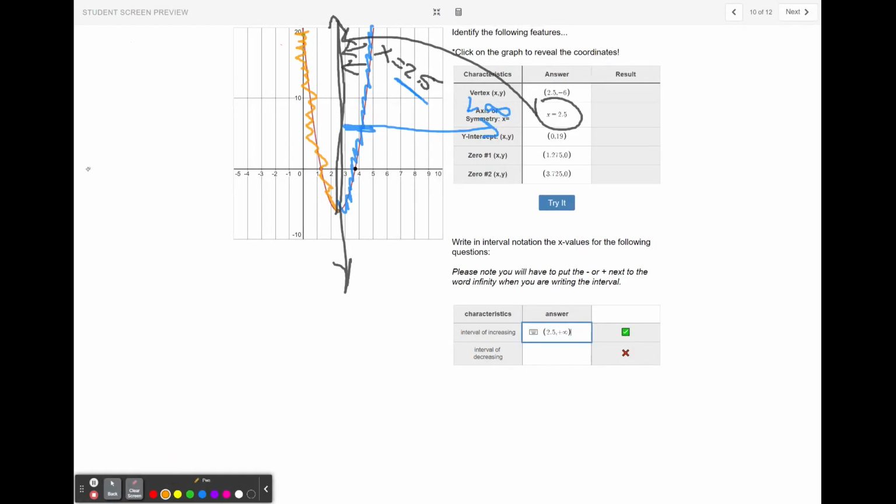Now for the orange, it's starting all the way to the left and hitting the wall. All the way to the left is negative infinity. And then we've already determined a couple times now that the wall is 2.5. You just have to spell it right.